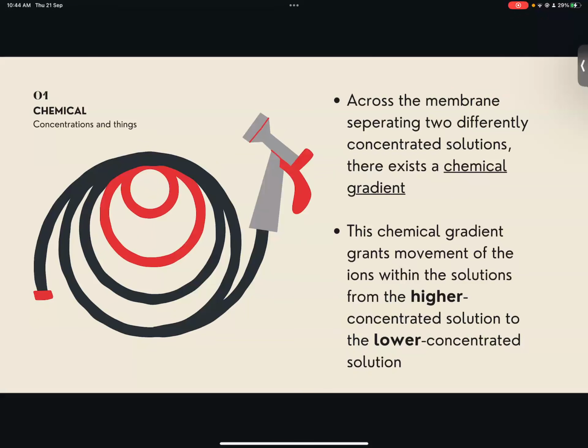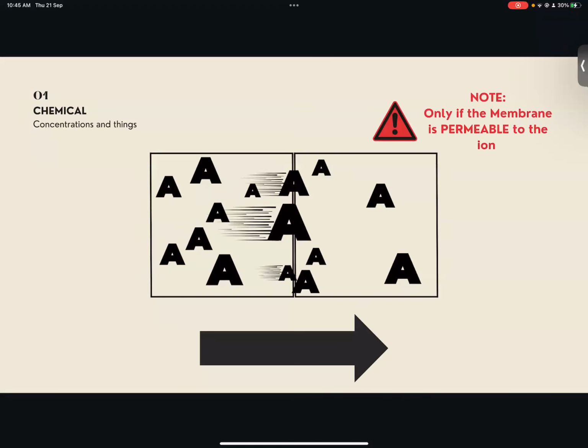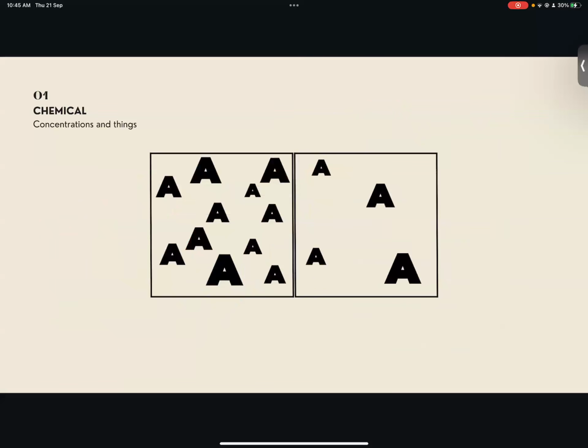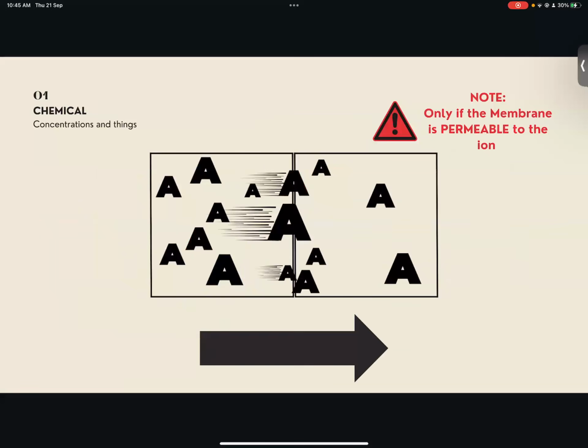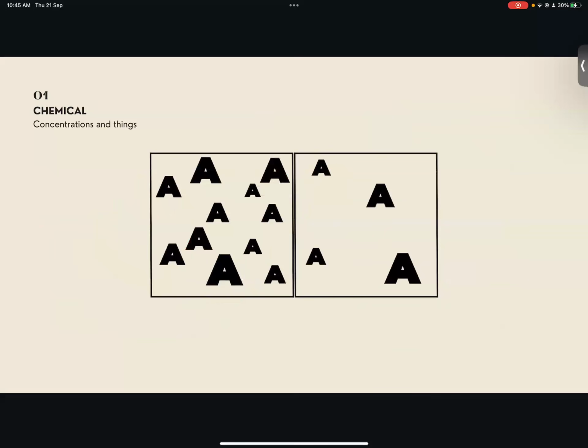So again, across the membrane, separating two differently concentrated solutions, like this, left and right. The one on the left, obviously, is more concentrated than the one on the right. There exists a chemical gradient. Gradient basically means just a difference, a chemical difference, a difference in concentration. Now, this chemical gradient grants movement of the ions from the highly concentrated solution to the low concentrated solution.